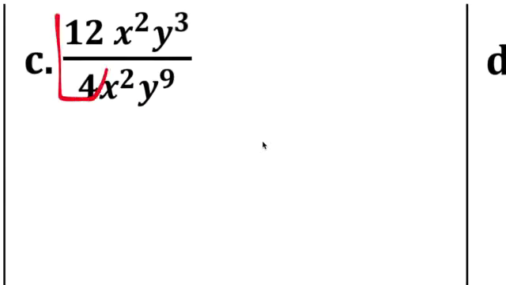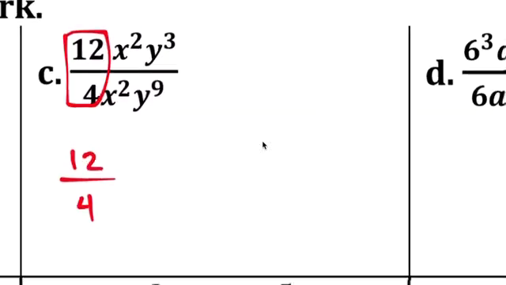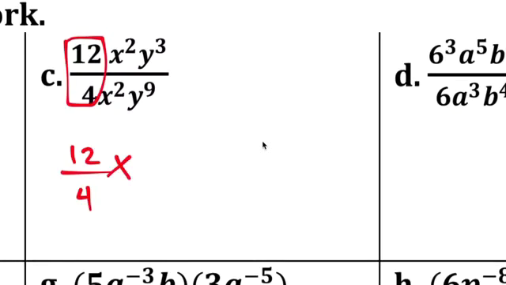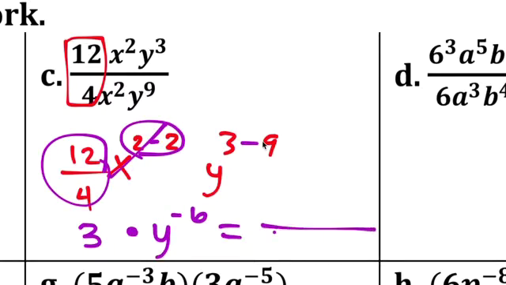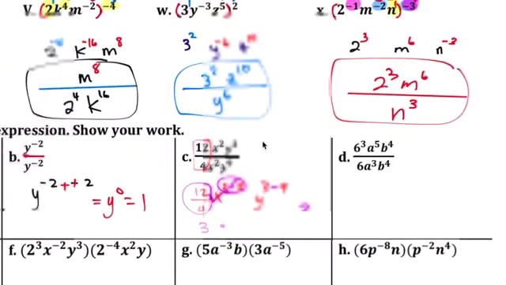So you take this, you get 12, base of 12 and 4. They're not the same, so you can't subtract them. X is 2 and 2, and y is 3 and 9. Subtract the exponent. So this one you get 3 as an answer. X to the 0 power, that's 1, and 3 that's 1. 3 times 1 is 3. Times y to the -6 power. Negative exponent, you got a fraction answer. 3 on top, y to the 6th on bottom.